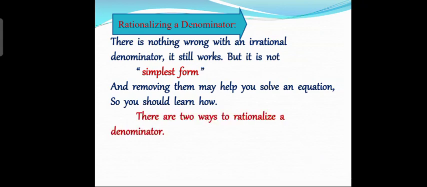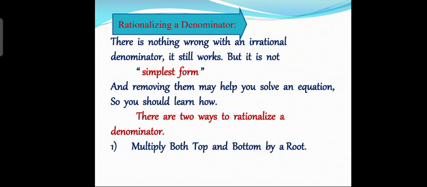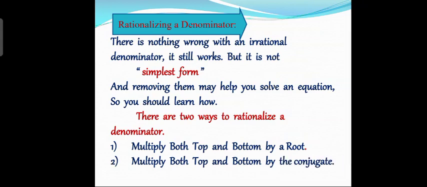There are two ways to rationalize the denominator. Number one, multiply both top and bottom by a root, that is the rationalizing factor. Number two, multiply both top and bottom by the conjugate. These are two methods or two ways in which you can rationalize the denominator or make the denominator a rational number.